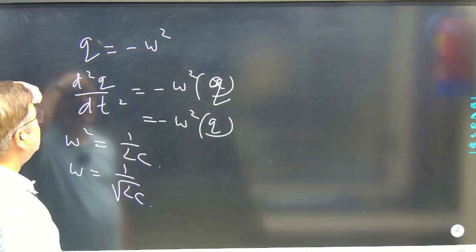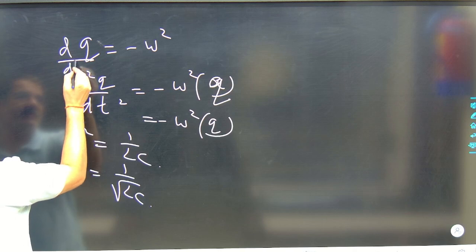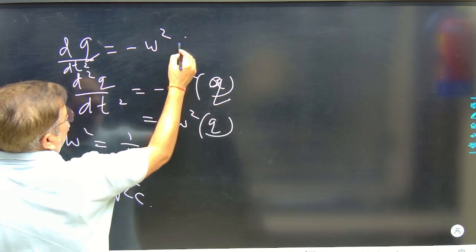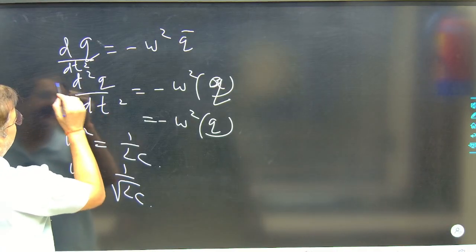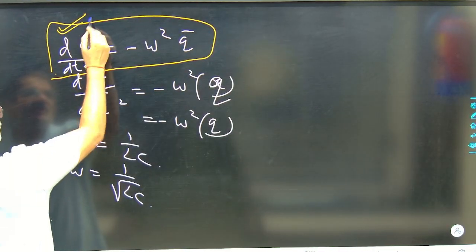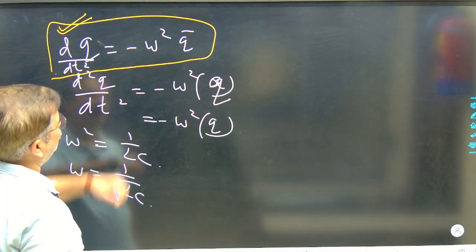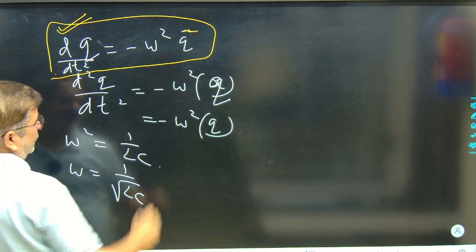Now, this term d2q by dt square I will write as minus omega square q. This is the standard equation of SHM. I am again writing on this page just to have the confirmation. d2q by dt square is minus omega square q. For charge we do not put the vector, simply the value.